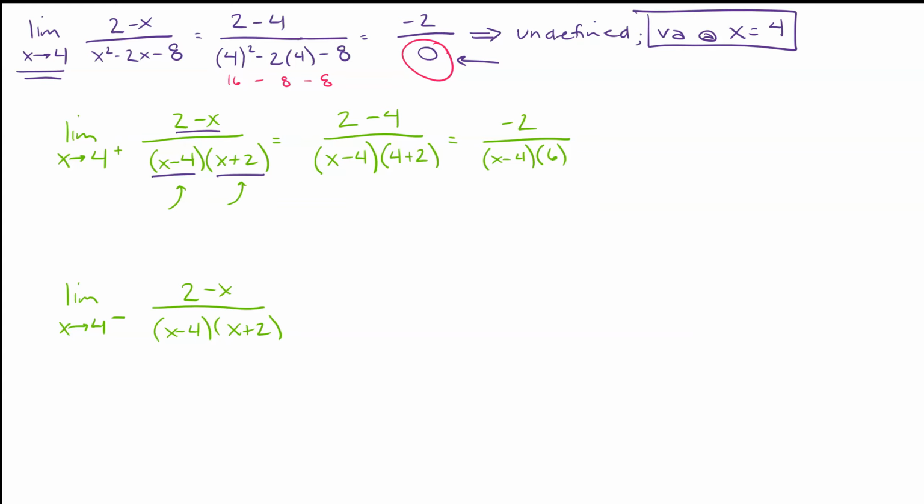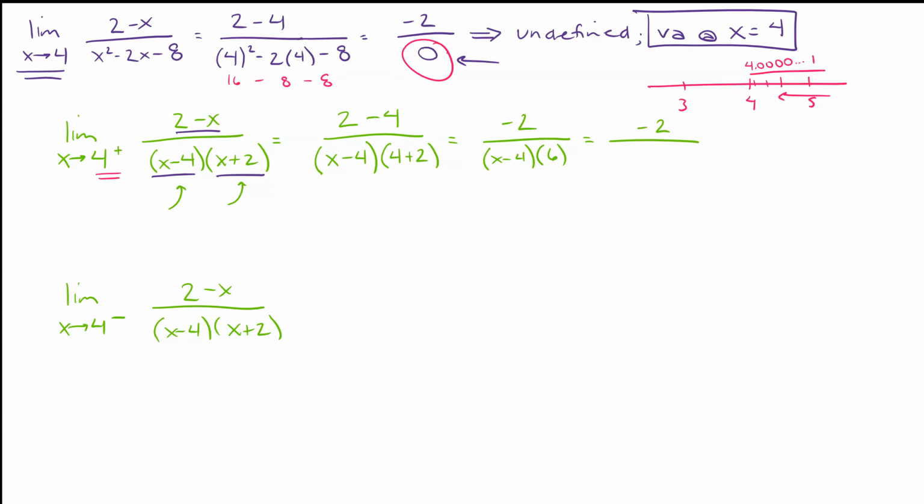And now we can use the concept of a really, really small positive number or a really, really small negative number. Looking at a number line, here's 4, here's 5, here's 3. If I approach 4 from the right-hand side, I get numbers like 4.5, 4.3, 4.1, 4.0000001. Now I know I can't plug in 4 itself, but I can plug in a number that's really, really close to 4 and see what's happening.